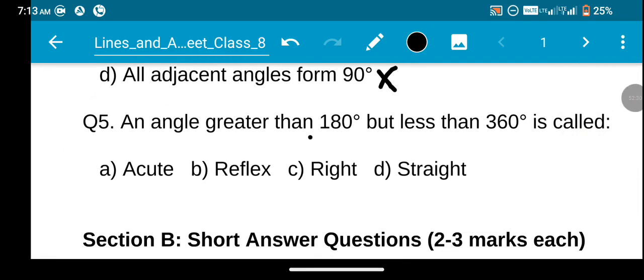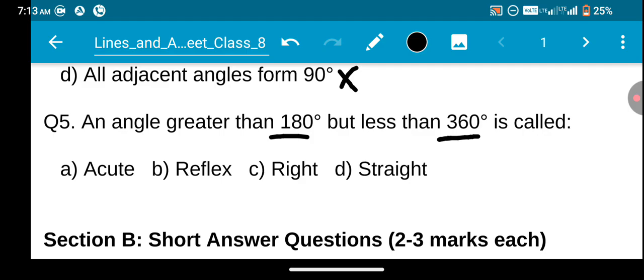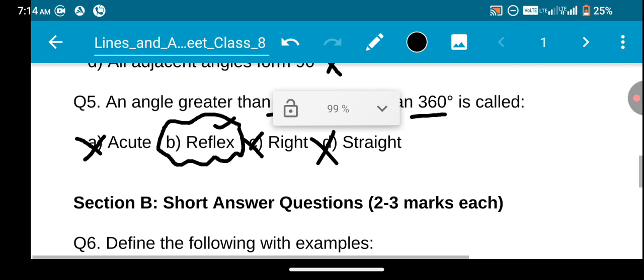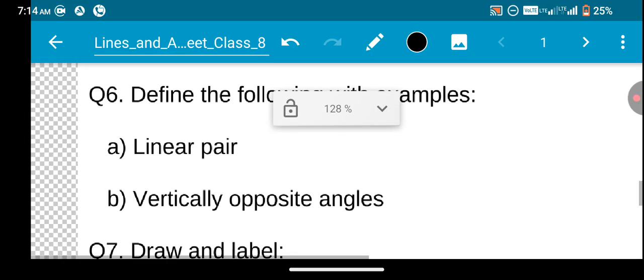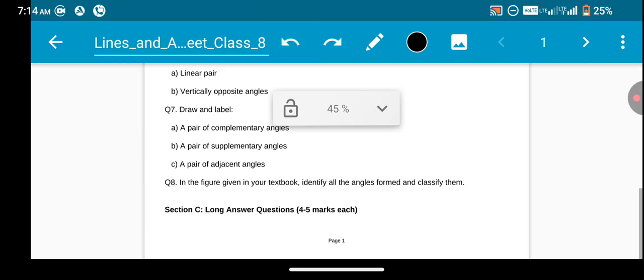An angle greater than 180 but less than 360 is called? Right will be equal to 90 degrees, straight will be equal to 180 degrees, acute will be more than 45 and less than 90 degrees. Then the answer will be reflex. Define the following with examples: linear pair, vertically opposite angles, pair of complementary angles, supplementary angles.